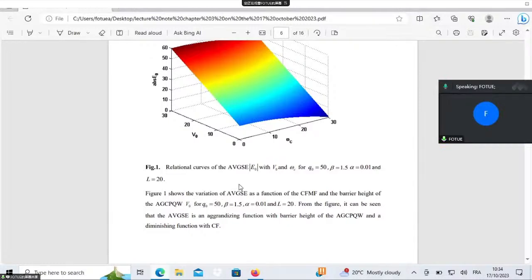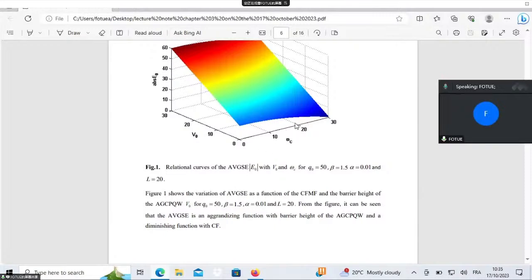And from here, we see that the absolute ground state energy E0 increases with the potential height V0. As the potential height is increased, the absolute value is also increased. We can see that with the increasing of the potential height, we have also the increase of the absolute ground state energy E0.